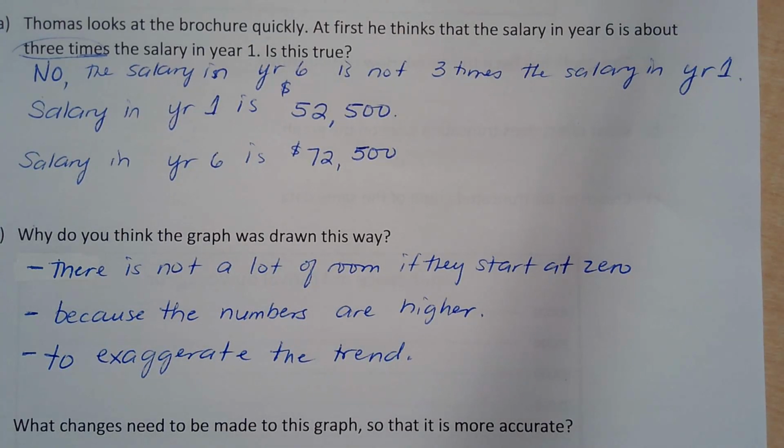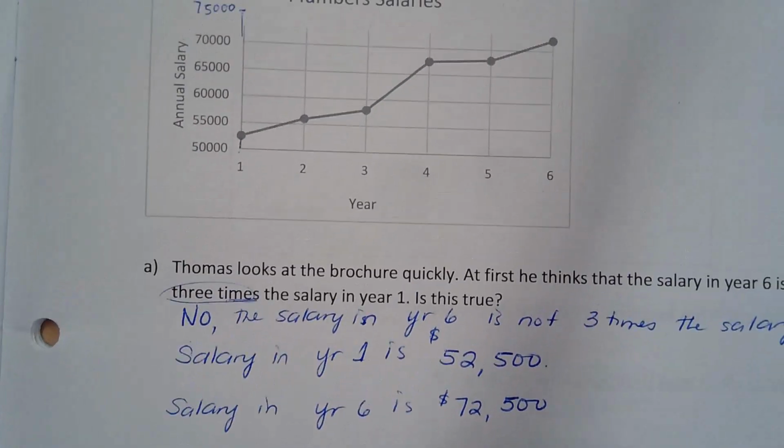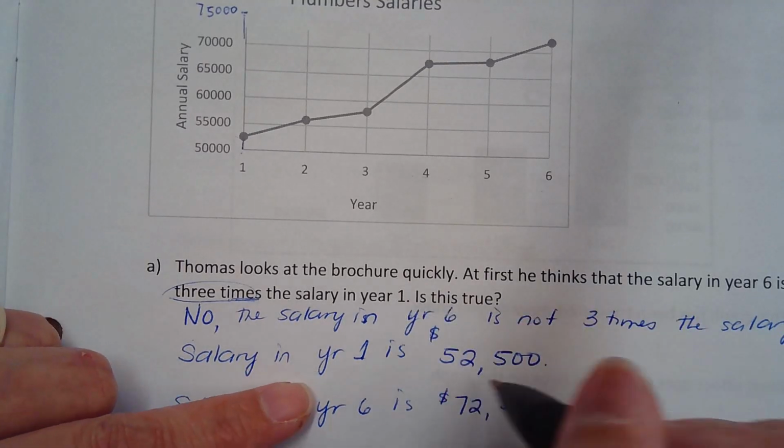How do you get this? Oh, how did I get that one? Oh, okay. So the question is, how did I get 52,500?